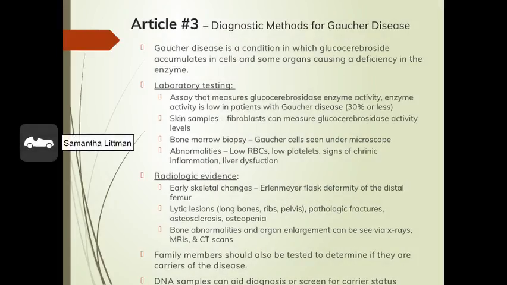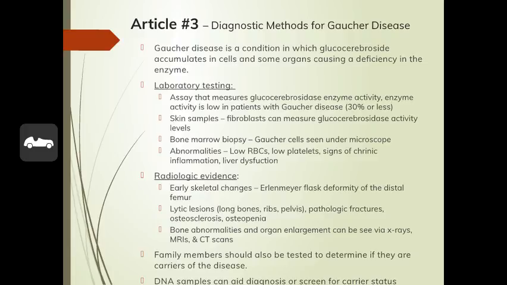The final article reviewed is called Diagnostic Methods for Gaucher Disease. Gaucher disease is a condition in which glucocerebrosidase accumulates in cells and some organs, causing a deficiency in the enzyme. Laboratory testing can be done to test for Gaucher disease. They can use an assay that measures glucocerebrosidase enzyme activity. Enzyme activity is low in patients with Gaucher disease, most showing 30% or less activity.